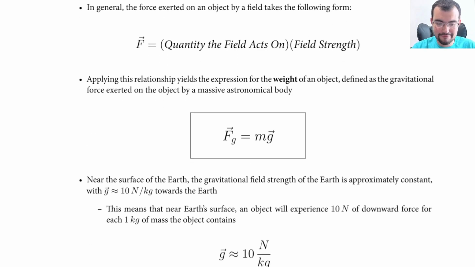So in general, our force equation looks like some sort of quantity that the force is exerted on times this representative field strength. I included this for our E&M people later on. We'll see other equations take this form. But for mechanics, we only have this equation that says a gravitational force is exerted on masses.